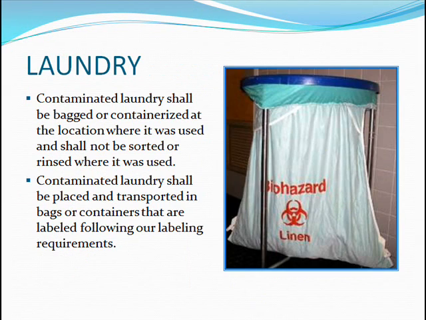Laundry. Contaminated laundry shall be bagged or containered at the location where it was used, and should not be sorted or rinsed where it was used. Contaminated laundry shall be placed and transported in bags or containers that meet labeling requirements. Whenever contaminated laundry is wet and presents a reasonable likelihood of soak-through or leakage from the bag or container, it shall be placed and transported in bags or containers that prevent soak-through and leakage. When contaminated laundry must be shipped off-site, it must be in labeled, color-coded, leak-proof, impervious bags.